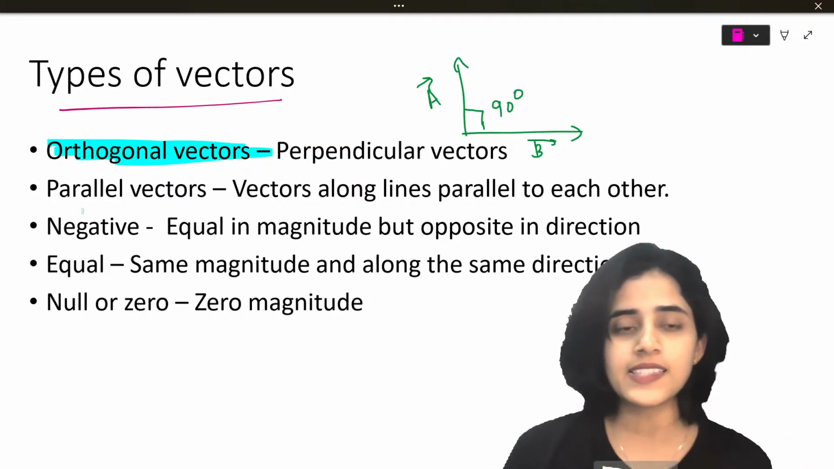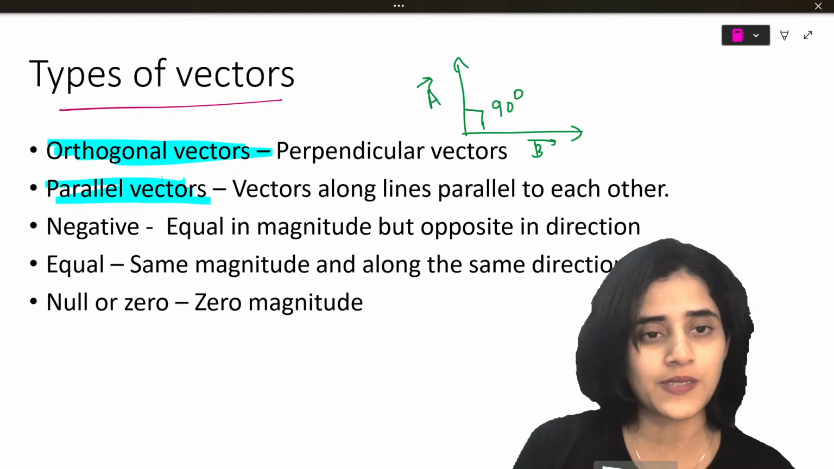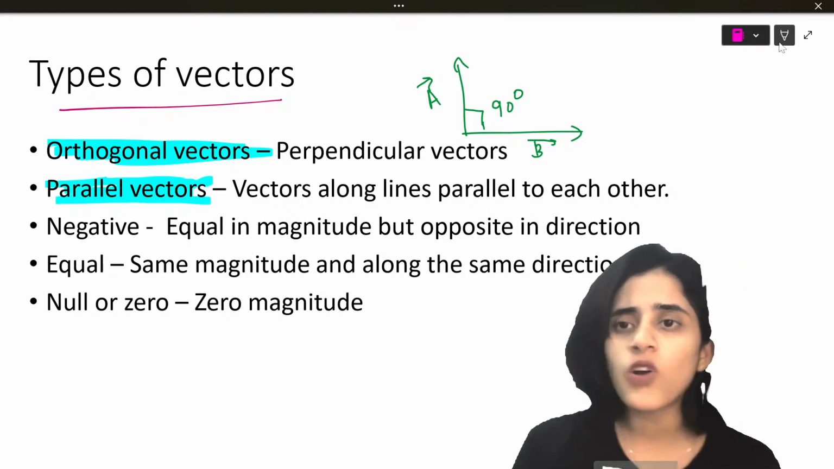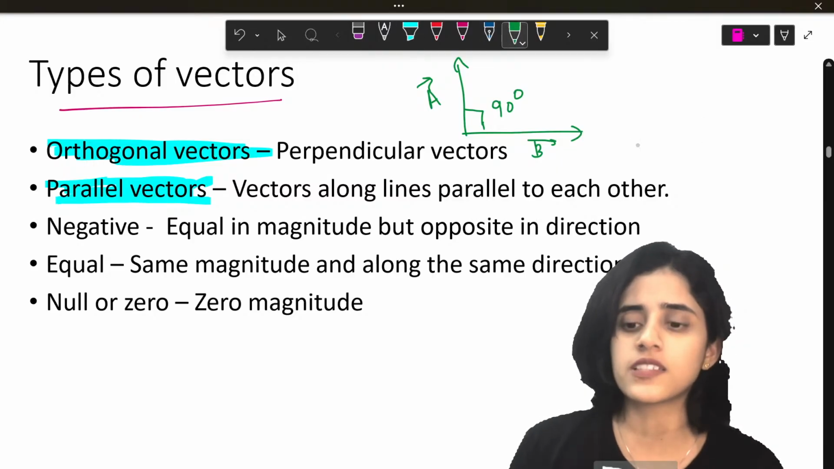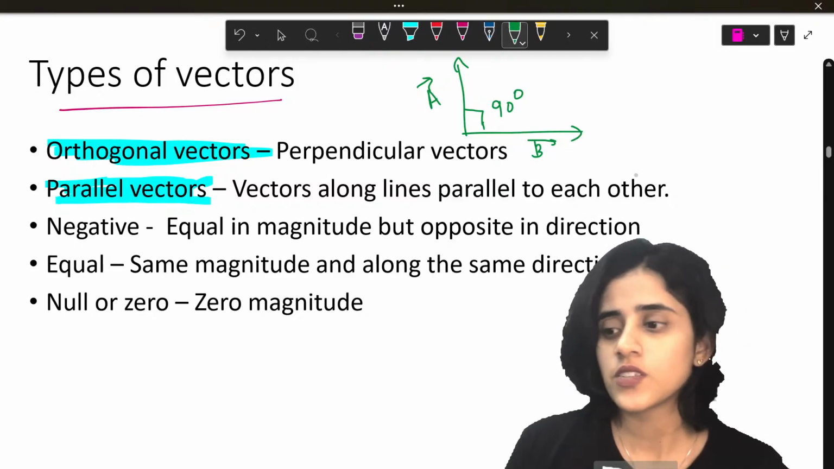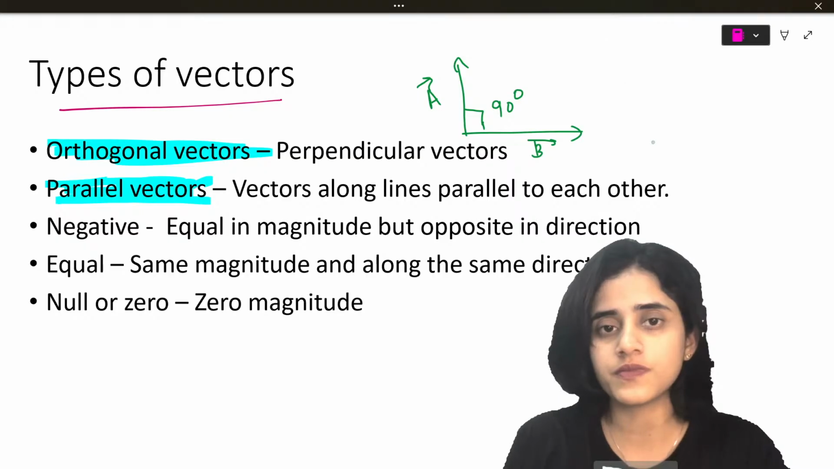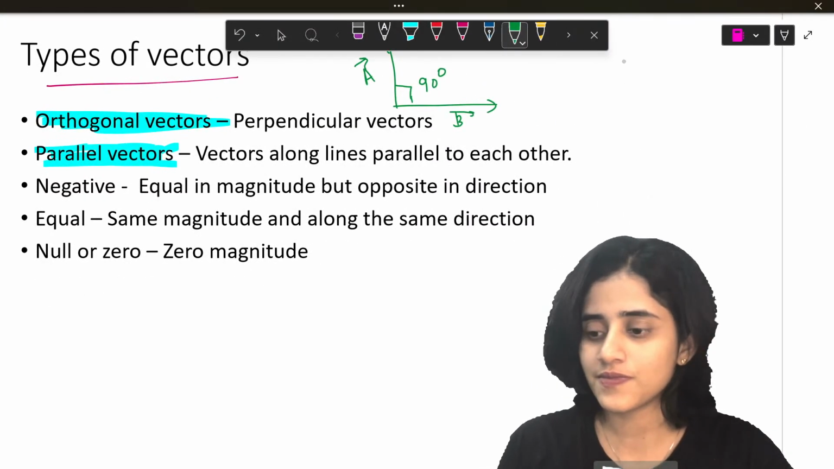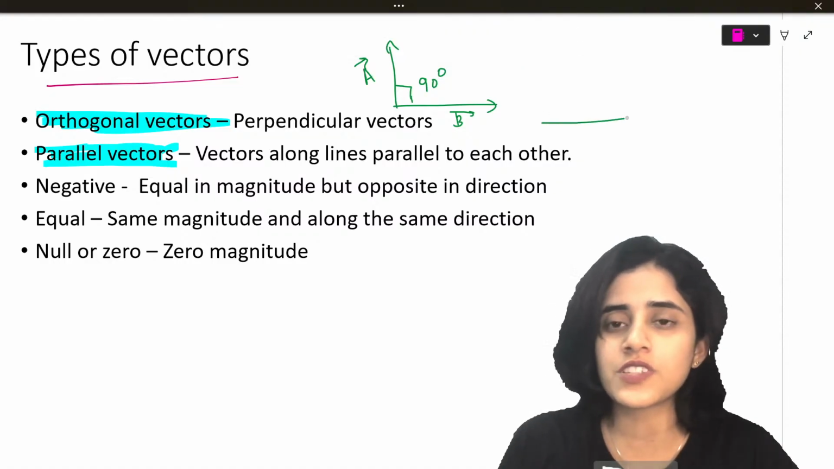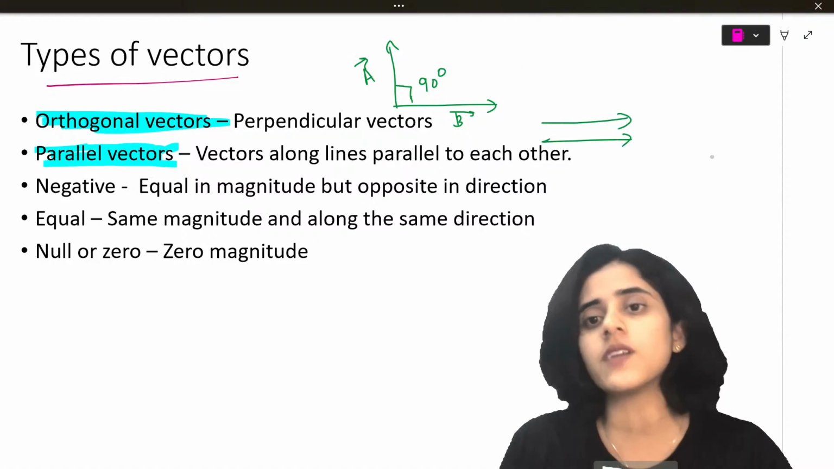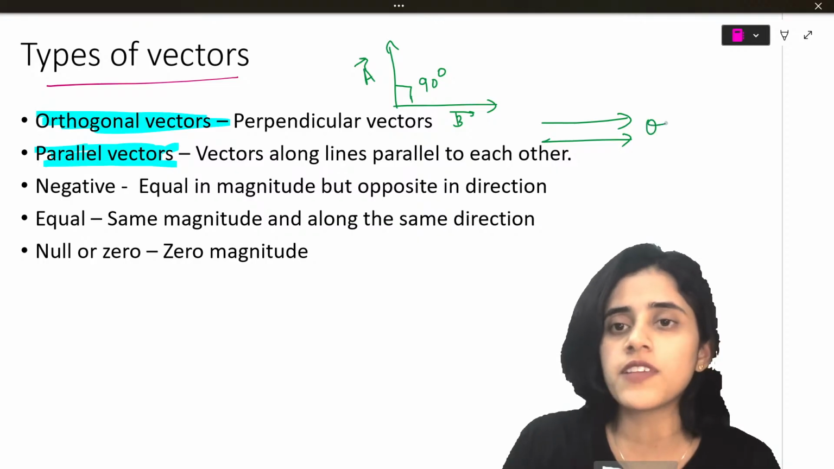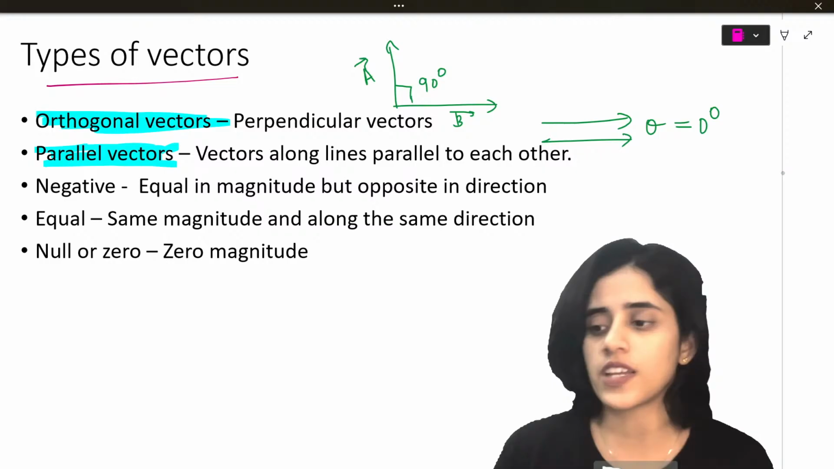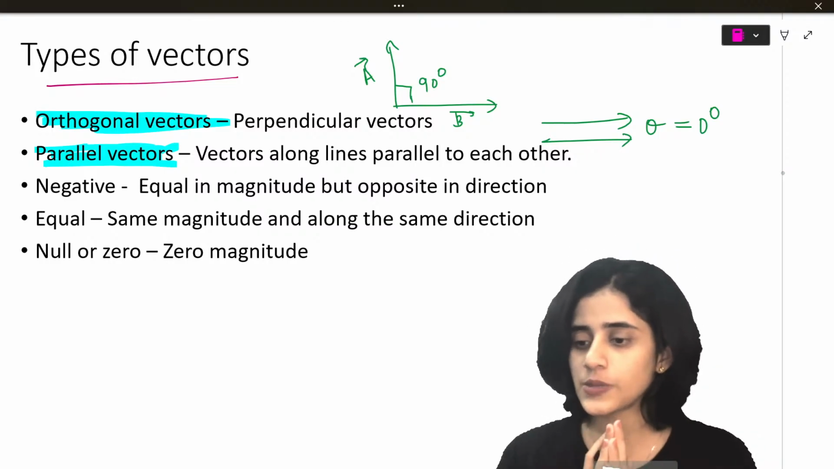Next is parallel vectors. So what are parallel vectors? Obviously, just like the name, it's when two vectors are parallel to each other. So if this is one vector, this is the second vector, and they're parallel to each other. So obviously the angle between them will be 0 degrees. So those kinds of vectors are called parallel vectors.